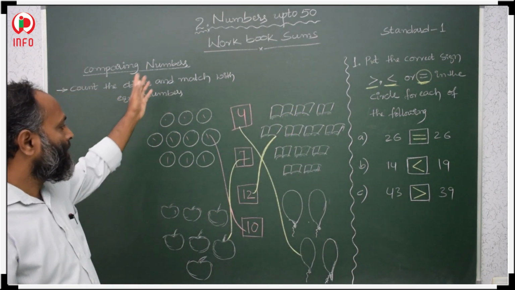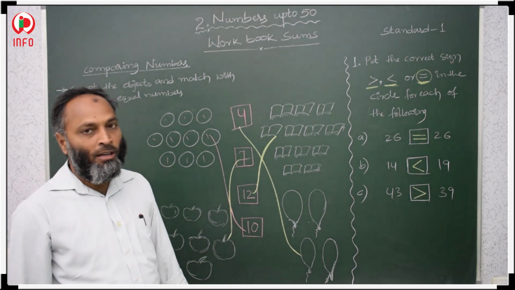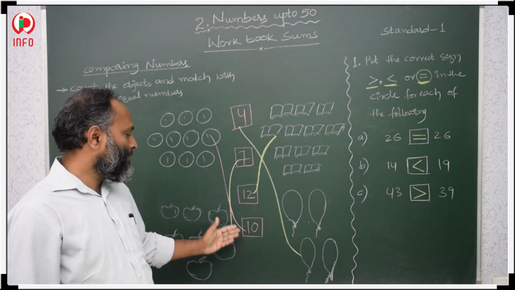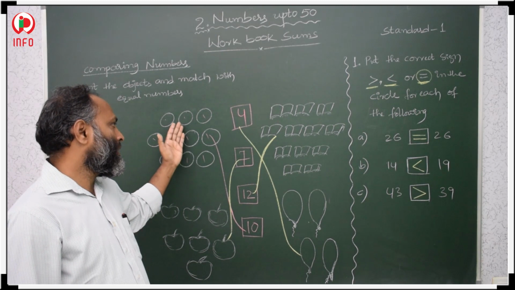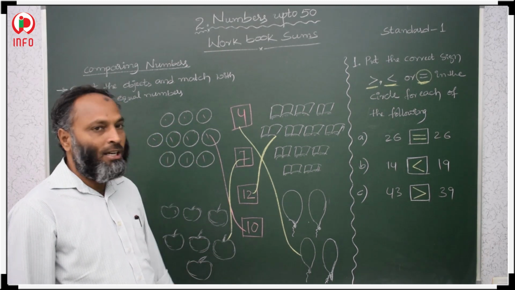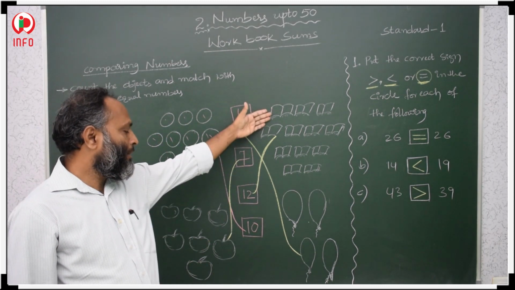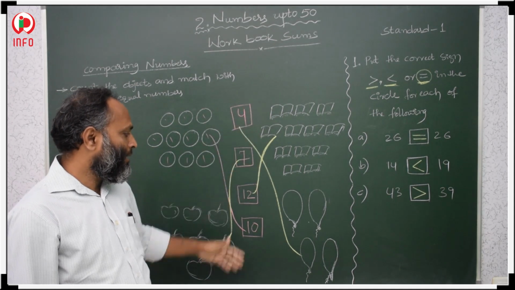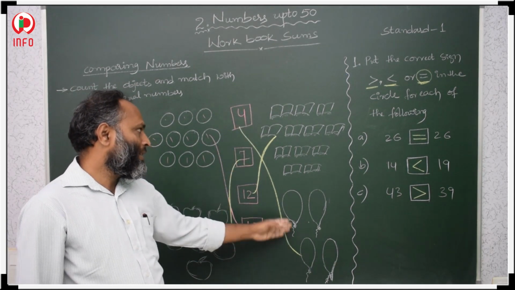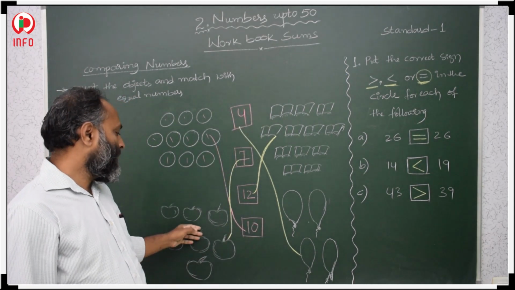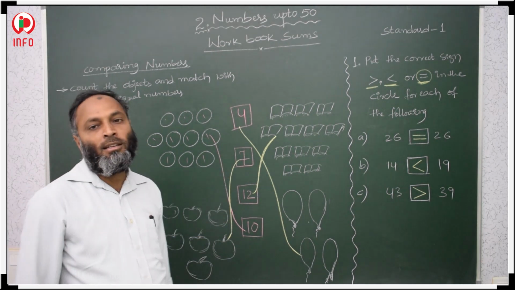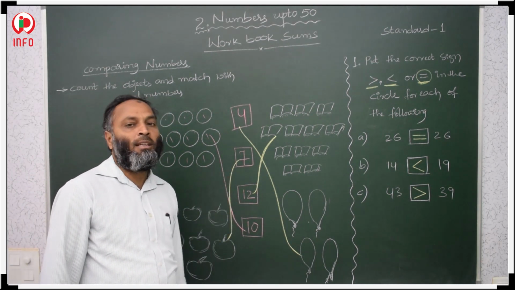Then here, we have to count the number of objects. So we have to match with the number. How many objects are there? Then match with that number. Here, how many books were there? Match with that number. And how many balloons are there? You match with the number. And how many apples are there? Match the apples with that number.